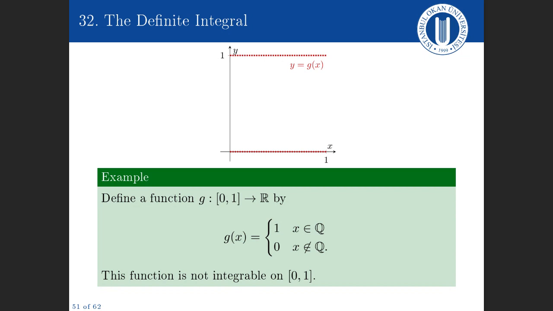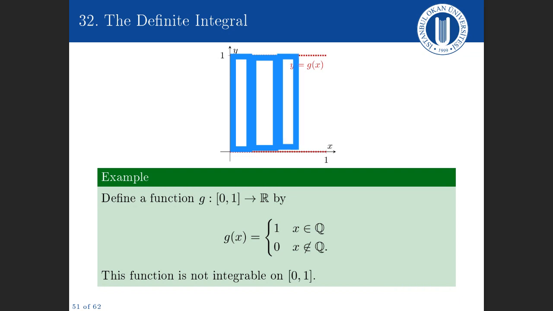Why is that? Well, remember, when we're writing down a Riemann sum, we can choose where we measure the height of each rectangle. So, for example, if we choose to measure the height at a rational number, then our rectangles will all have height 1, like this. And then when we add them together, we'll get 1, and then the limit of 1 is 1. But we don't have to do that.